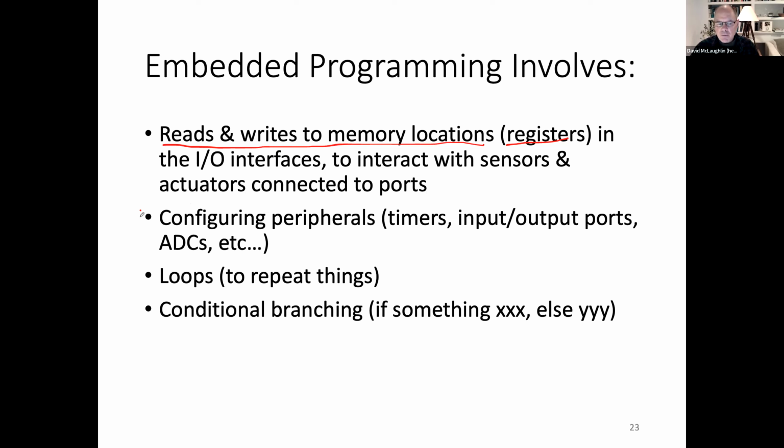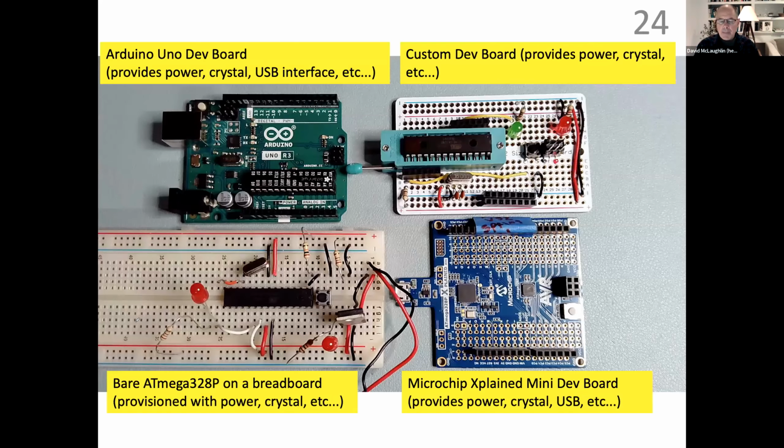We'll also be configuring what are called the peripherals, the timers, analog to digital converters, right? And we'll be using C constructs, loops and conditional branching, the stuff we talked about over the past couple of weeks, to put together applications. Okay, how do you do it?